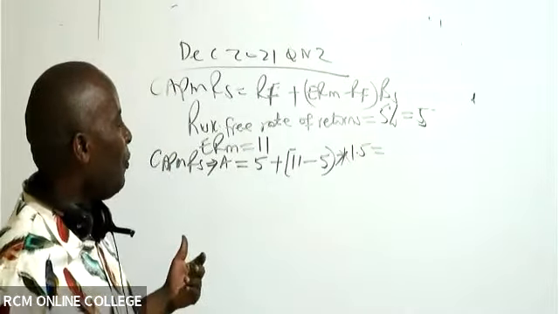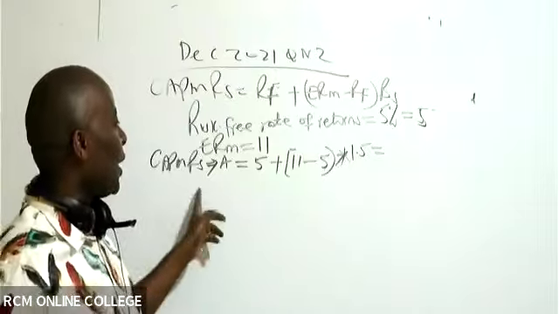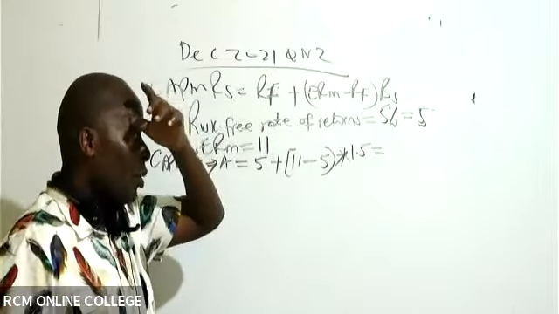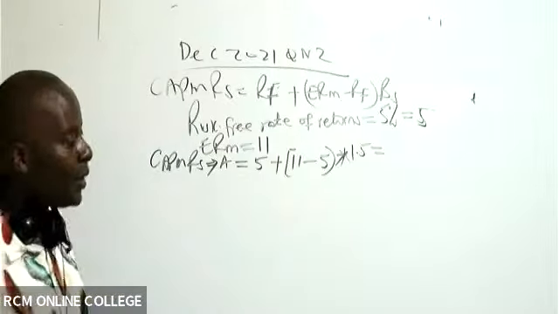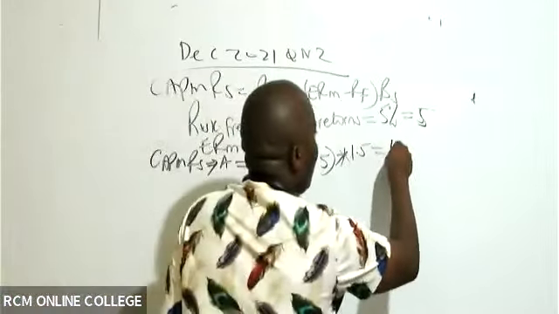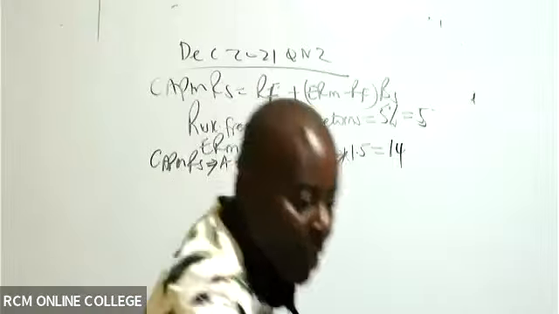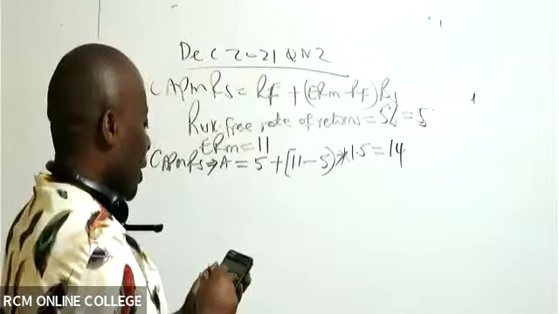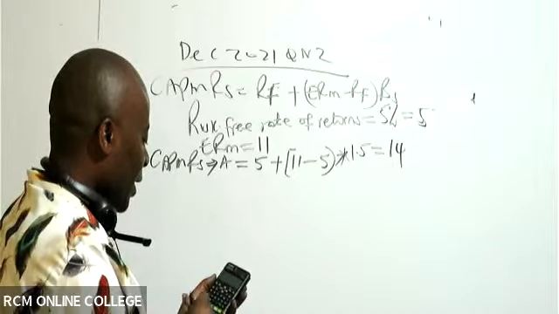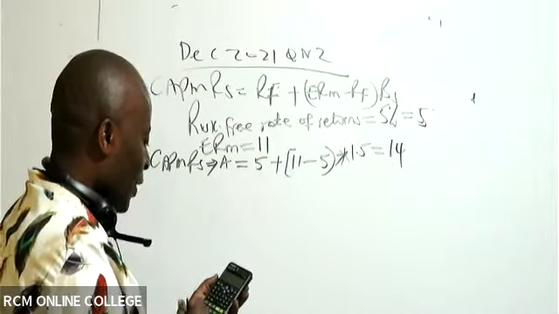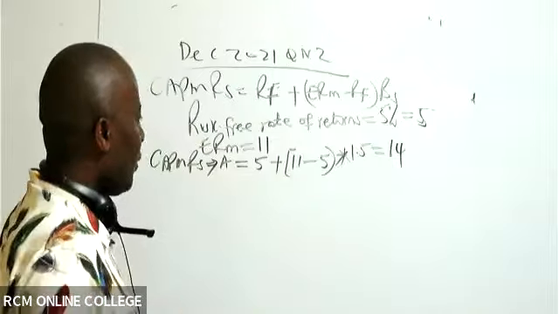So somebody already is giving me an answer here for CAPM returns of A. Somebody is giving me 14. Please use your calculator very well. Everybody must use their calculator very well. So we have here 5 plus, open brackets, 11 minus 5 times 1.5 equals, we're getting 14.